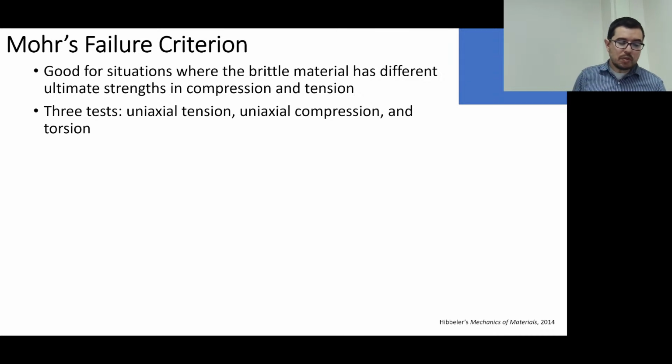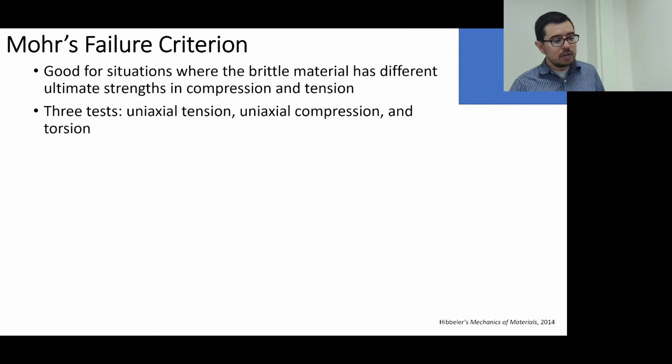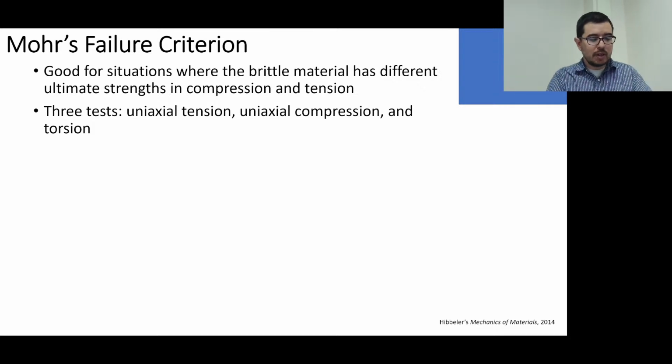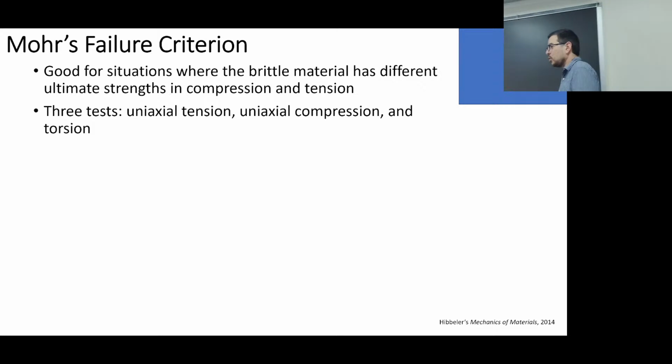Okay, so Mohr's failure criterion. This is good for situations where the brittle material has different ultimate strength in compression and tension, and you might use different tests to figure this out. So you have to do more than just a tensile test, right? Everything we've done in the lab was just pulling them apart. You'd have to do a compression test and figure this out as well.